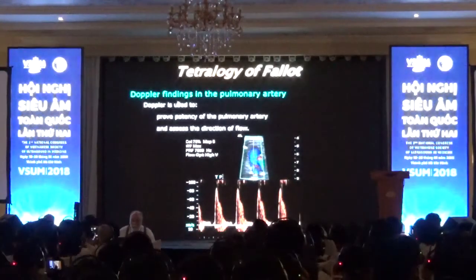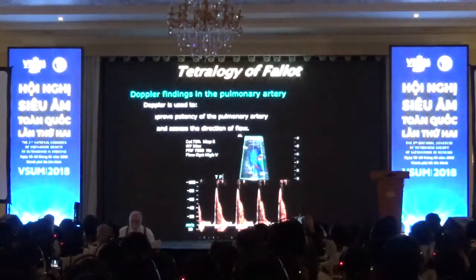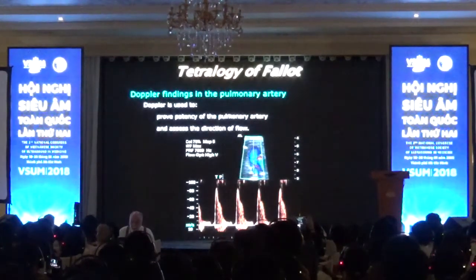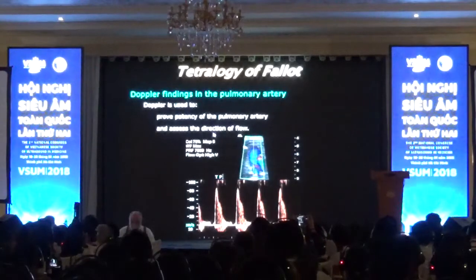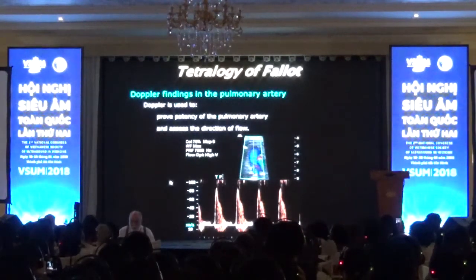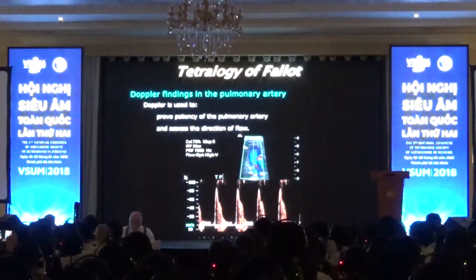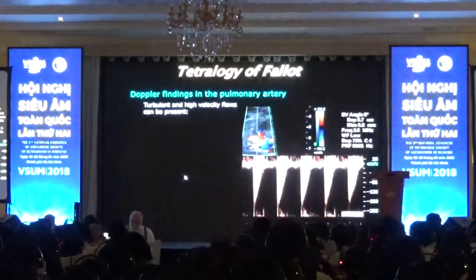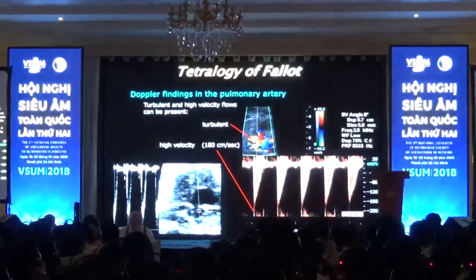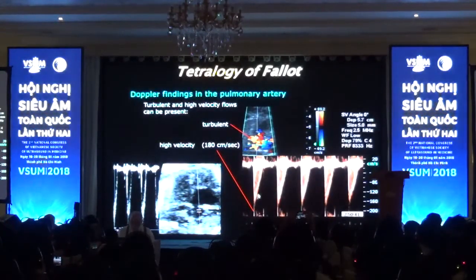If you look at the Doppler in the pulmonary, you will have the use of Doppler to make sure that the pulmonary is patent and to assess the direction of the flow. You want to make sure that there's forward flow and not retrograde flow, and you want to make sure that it's not too fast, because that may be that the pulmonary valve is becoming atretic and you have turbulence in the pulmonary. For instance, here you have velocity at 180 centimeters per second.